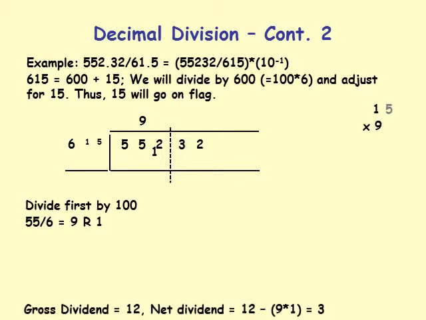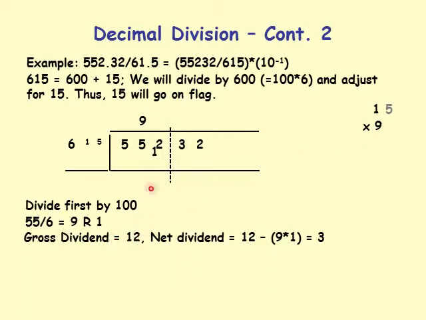So the gross dividend is 12, and the net dividend is 12 minus 9 times 1, which is 3 here. We just got a 3 in the remainder here. We divide 3 by 6, and you get 0, remainder 3. So that gets 0 and a decimal place here, and 3 is the remainder for the next division.